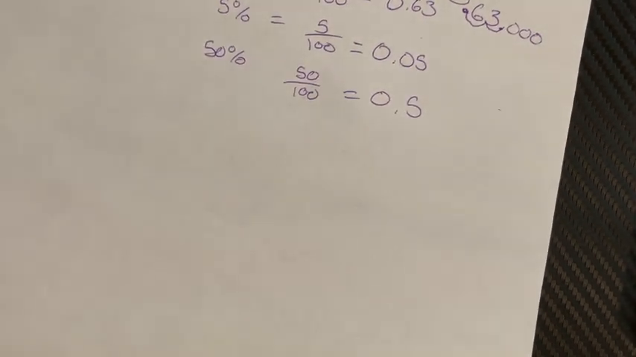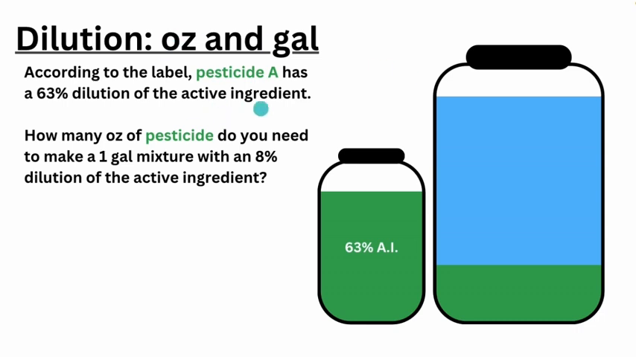So in this case, back to the PowerPoint, pesticide A has a 63% dilution of the active ingredient. What that's saying is that in pesticide A, there's a lot of ingredients. The active ingredient is the one that we care about, and that's only 63% of whatever it is. So if this is a gallon container or a quart or a 3/4 gallon, we don't know. All we know is that 63% of it is the active ingredient.